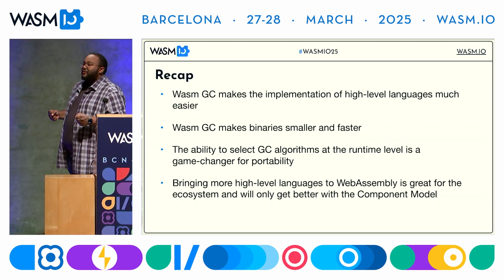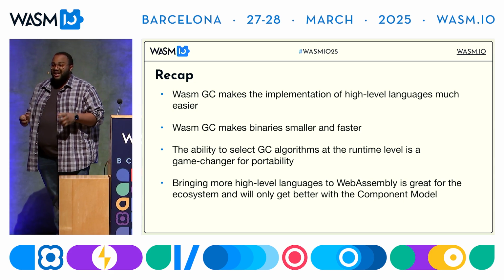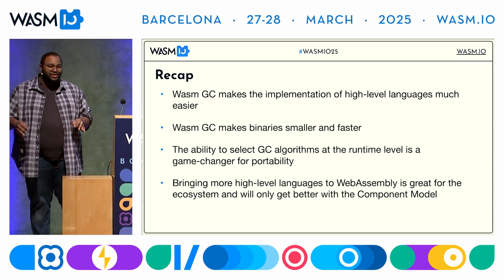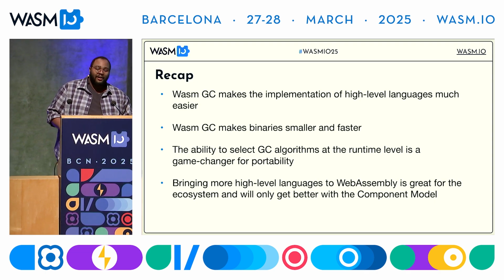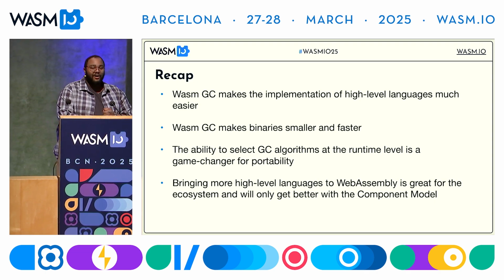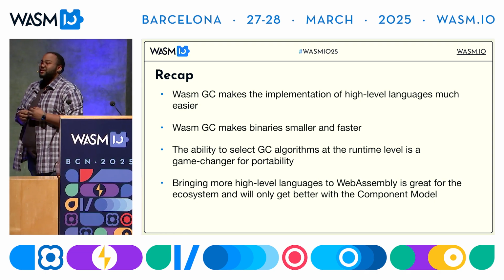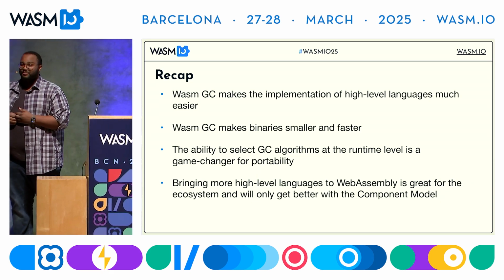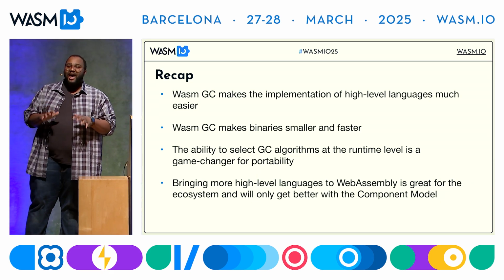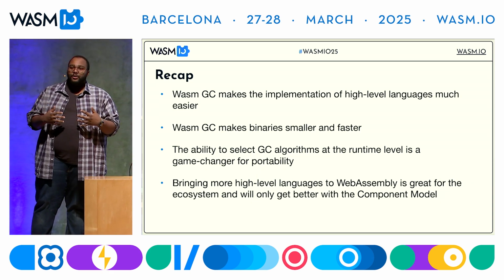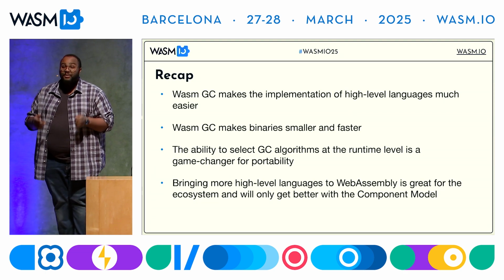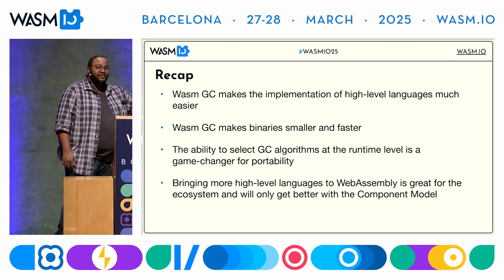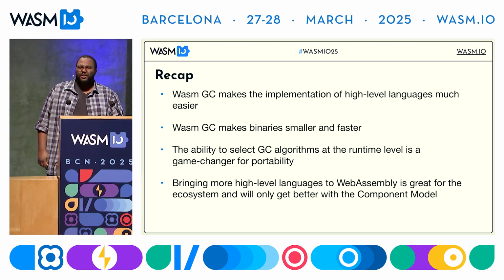The ability for your GC algorithm to be selected by the runtime is absolutely huge for portability, and I don't think that that can be understated at all. And then having more high-level languages for WebAssembly is just amazing for our ecosystem and amazing for the component model. Yes, today we don't have that support yet in the component model to do GC in the canonical ABI, but it's coming.